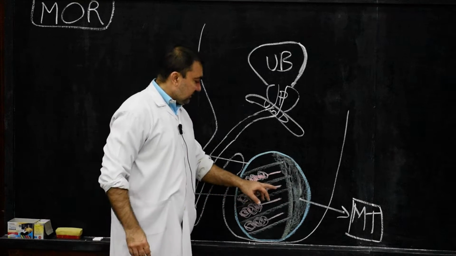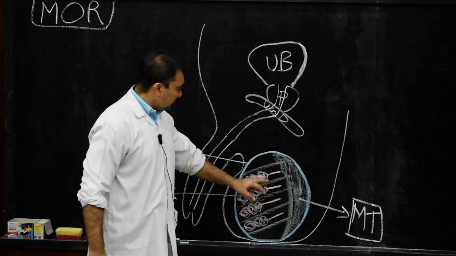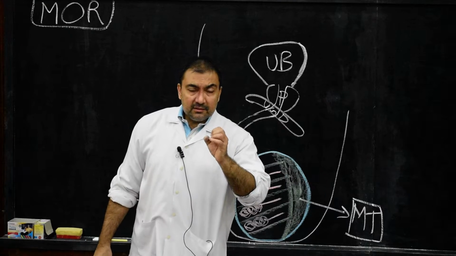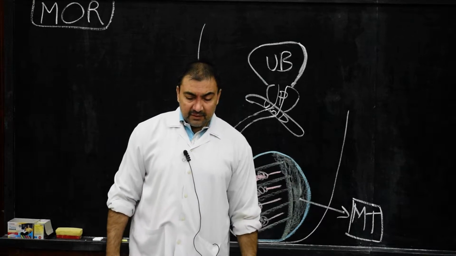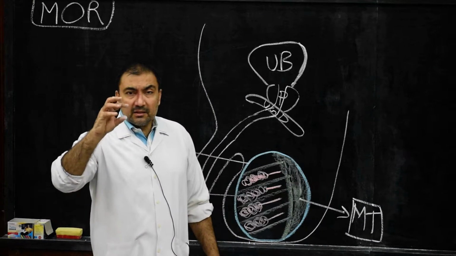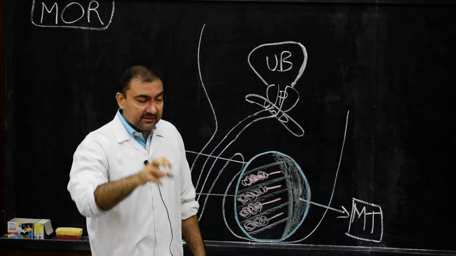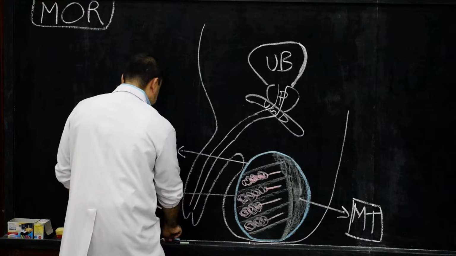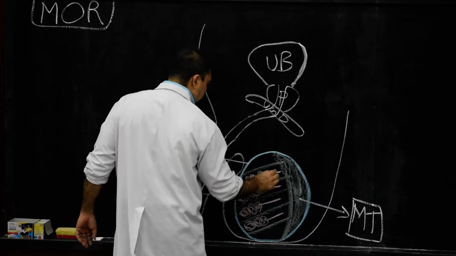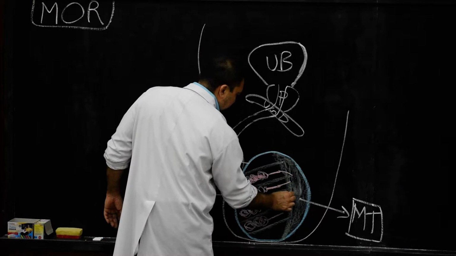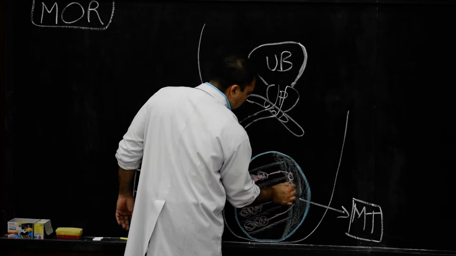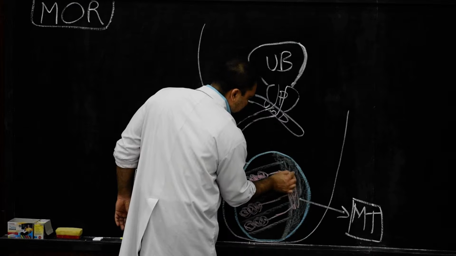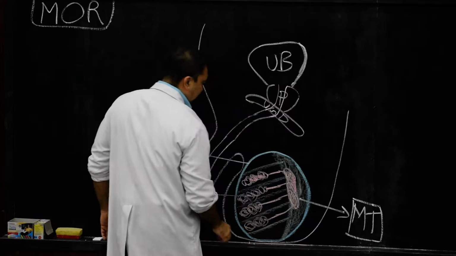Coiled portion anteriorly, straight posteriorly. Now this straight portion of seminiferous tubules will join in the mediastinum testis and develop into a coiled structure known as rete testis. So these straight tubules will join together here and develop into rete testis. Please note down, in the mediastinum they will develop into rete testis.